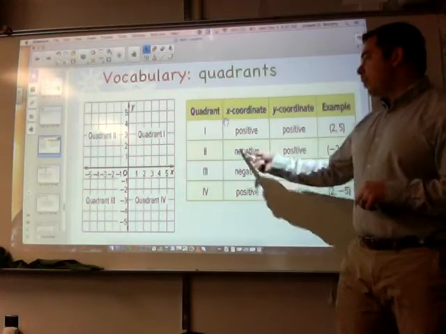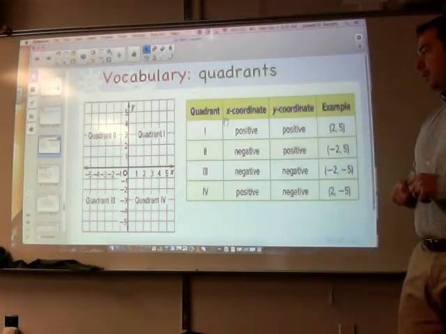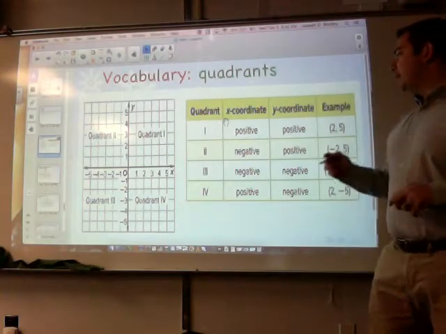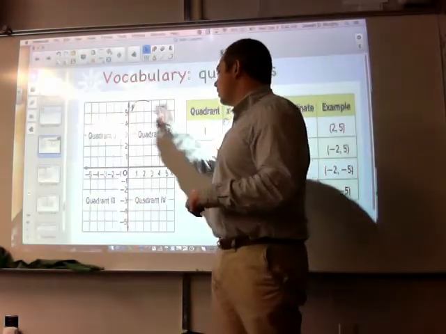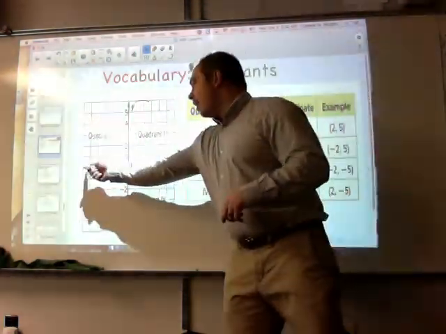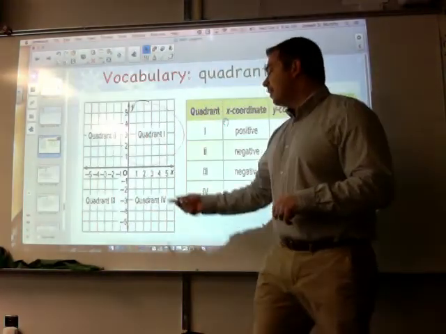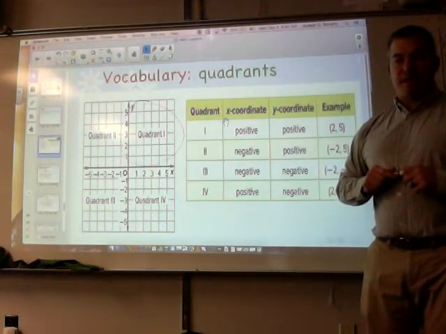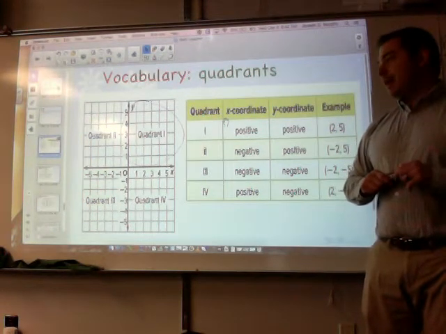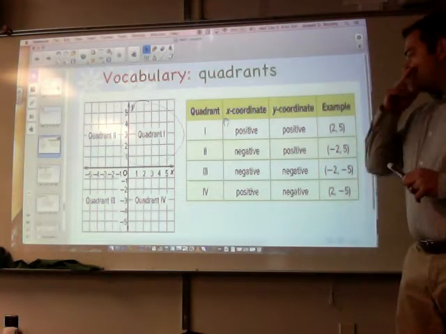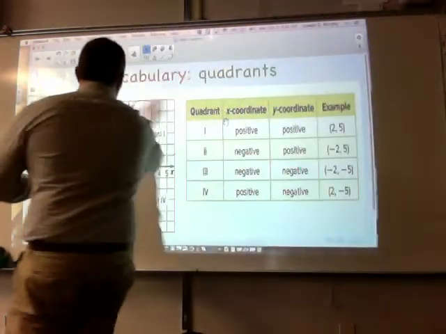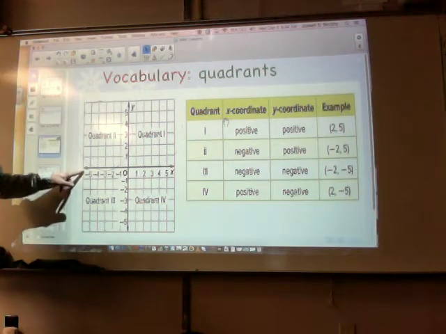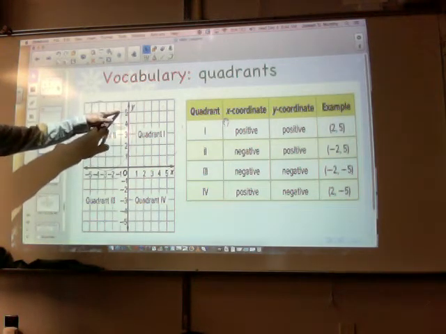All right, quadrant 1, as you can see in this chart, and this chart's in your book, is positive on the x and positive in the y, this whole area right here, because we have our positive x's and our positive y's. So quadrant 1 is positive x and positive y. Then we have quadrant 2, which is right over here. As you can see, it's negative in the x's, but still positive in the y's.